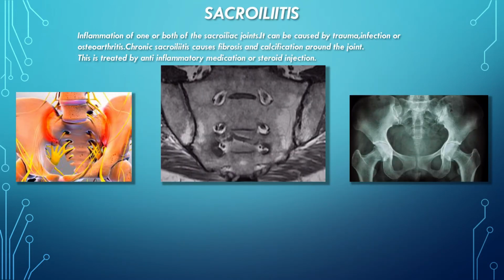Sacroiliitis. This is inflammation of one or both of the sacroiliac joints. It is caused by trauma, infection, or just osteoarthritis. Chronic sacroiliitis can cause fibrosis and calcification all around the joint, and this is treated by anti-inflammatory medications or steroid injection. We see here an MRI and an X-ray showing this particular condition.